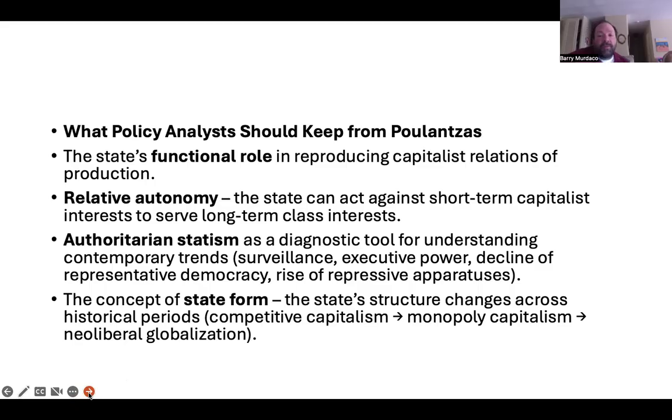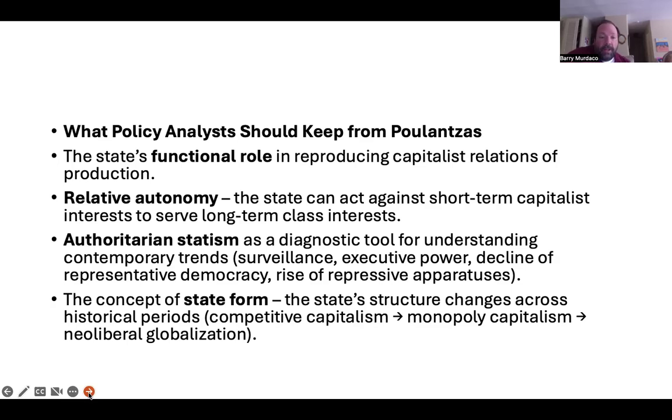What you should keep from Poulantzas: the state's functional role in reproducing capitalist relations of production. The state has relative autonomy. Again, it can act against short-term capitalist interests to serve the long-term interests of capitalism, to make sure that the system itself keeps functioning.